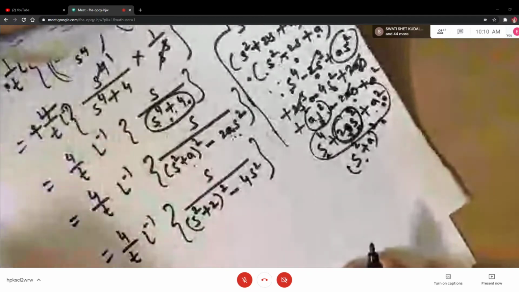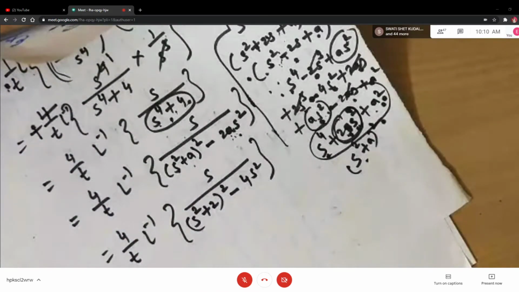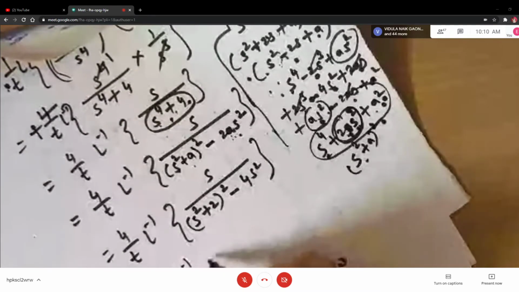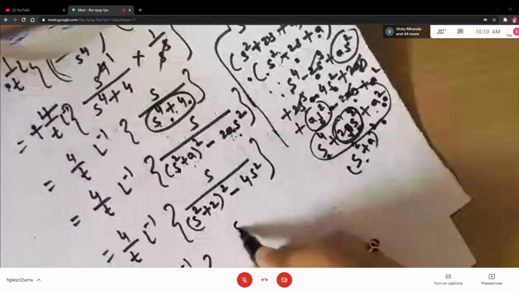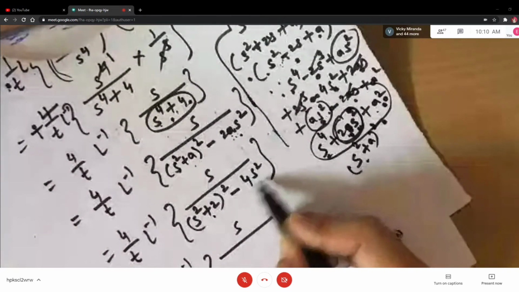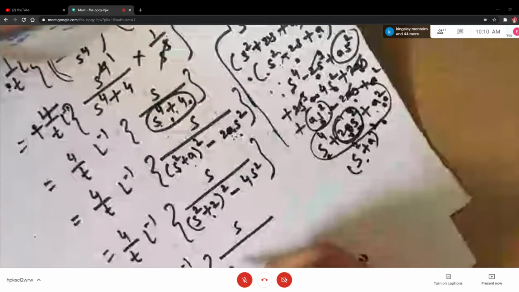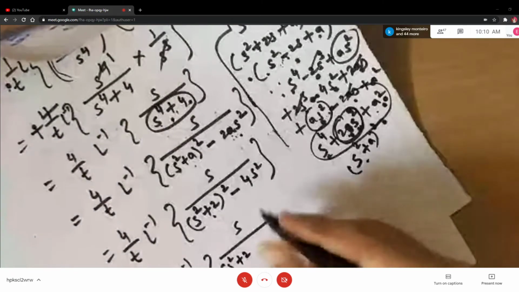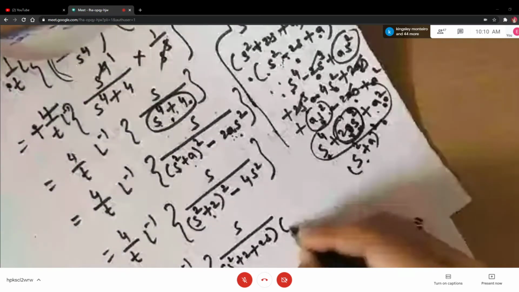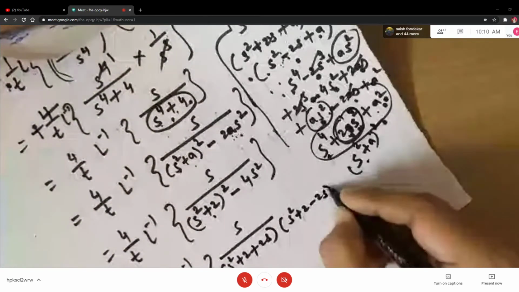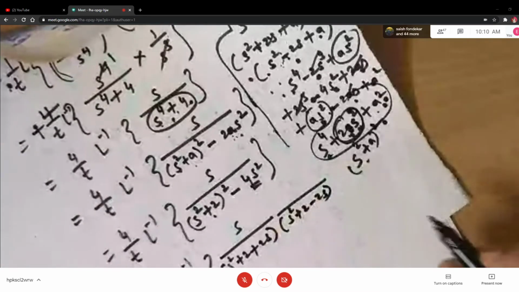See, but why are you adding and subtracting 4s square? That reasoning you have to give, no? Why are you adding and subtracting that? Because to complete the square. Yes, ma'am. Correct. So this is a square minus b square type, right? a square minus b square is what? a plus b into a minus b, where our b is 2s.